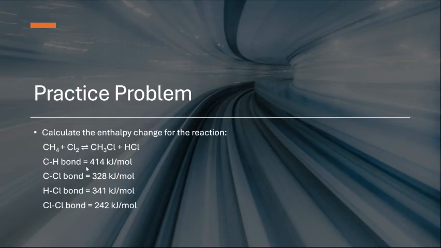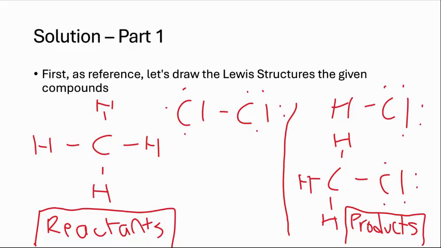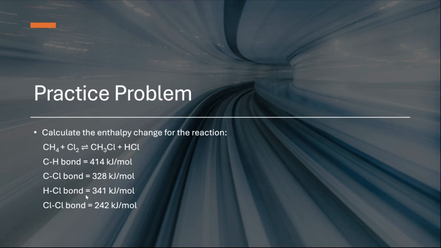Then in the other reactant, or the bonds that are broken, is Cl2. So we just draw the Lewis structure for this as well, and we end up getting Cl-Cl, and we see that there's one Cl-Cl bond that is being broken in Cl2. So we use the Cl-Cl bond enthalpy given right here, which is 242. Then we refer back to the formula.